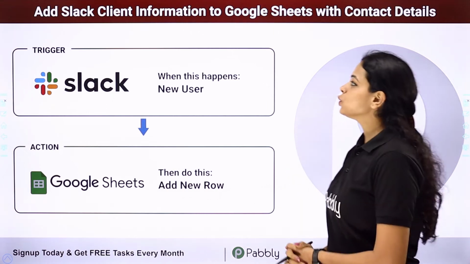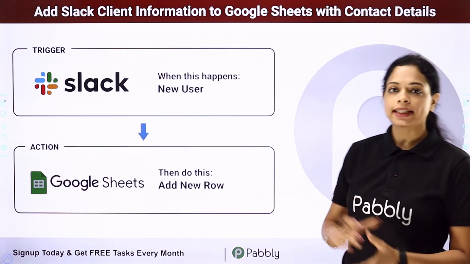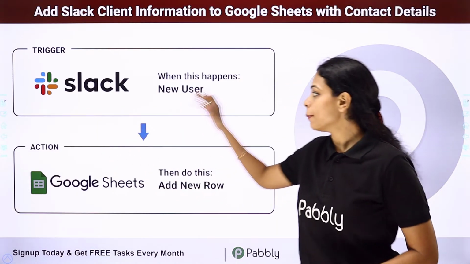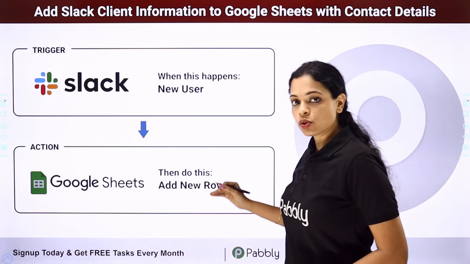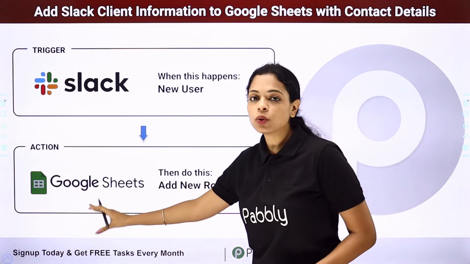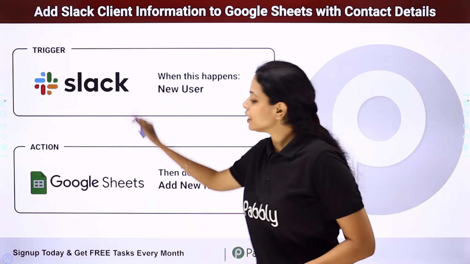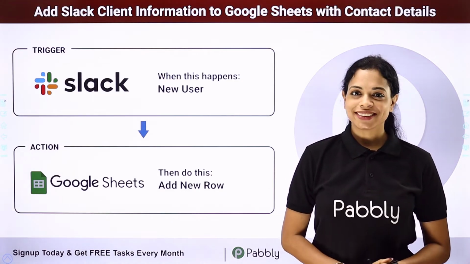In this video, we are going to see how to add Slack client information to Google Sheets with contact details. So if you are using Slack as an instant social messaging app and you want that every time there is a new user, the details of that user to be added on Google Sheets, how would you do that? You have to integrate these two applications. Let me take you to my screen and show you how.